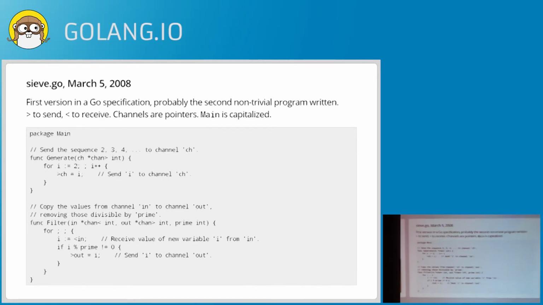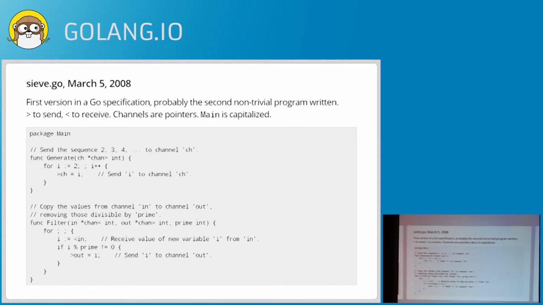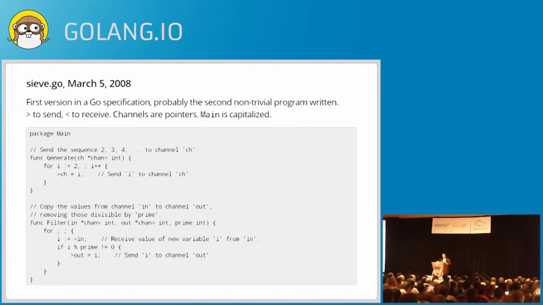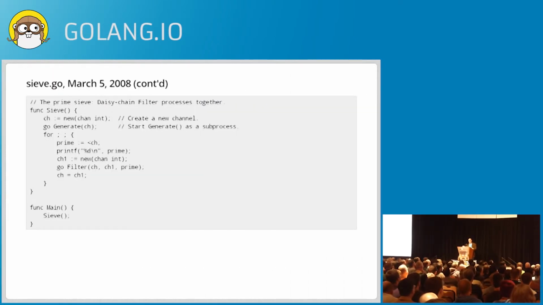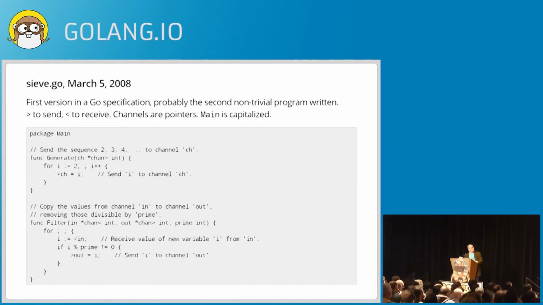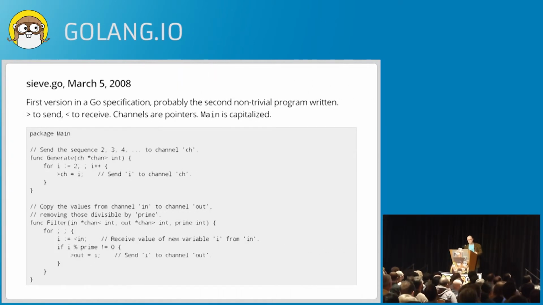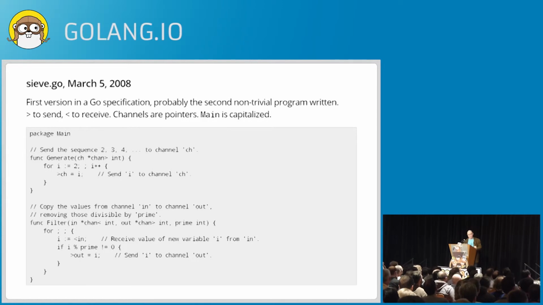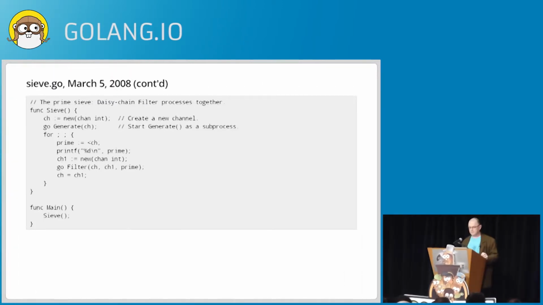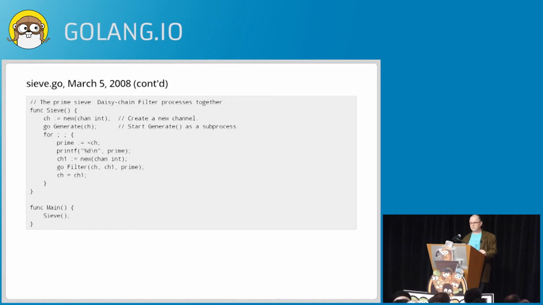The operators for send and receive came from the shell, greater than and less than. And you can recognize the program, but it's a little different. And you'll notice one other thing, that main is uppercase. That was the early days. It might have been my fault. I think I was typing. But you can actually understand this program in modern Go terms and translate it pretty easily.